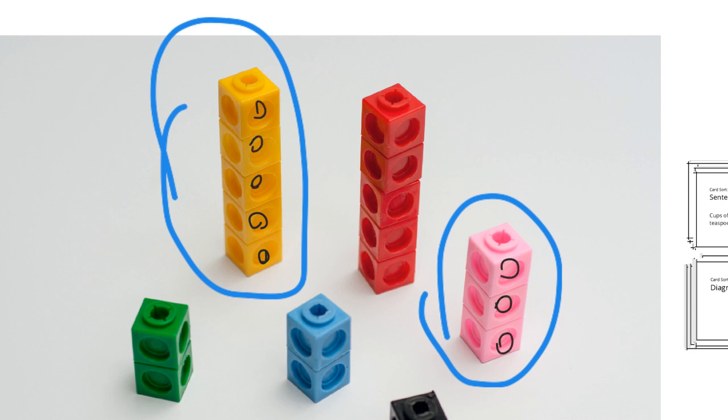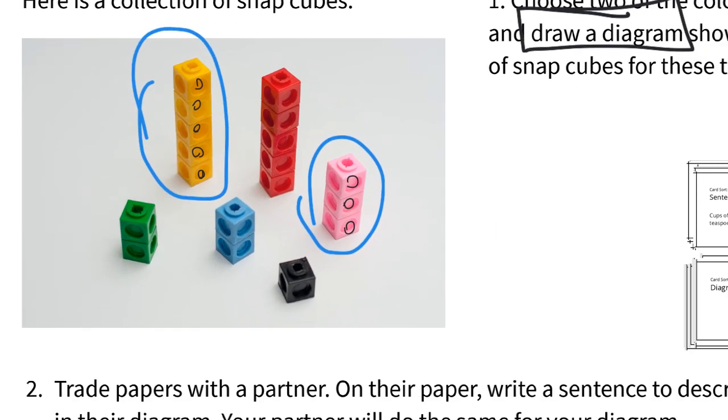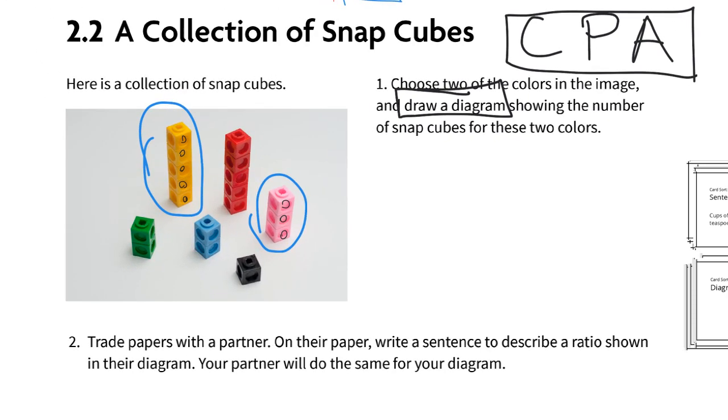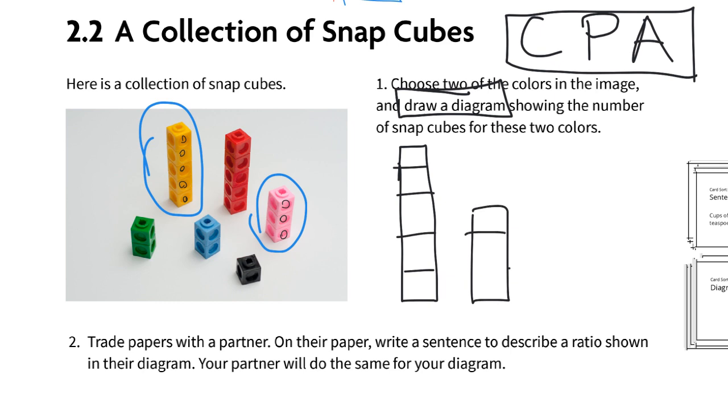All right, so then I'm going to zoom out here, and then it says I'm supposed to draw those. I'm going to draw 5 for the yellow, 1, 2, 3, 4, 5, and 3 for the pink. And I'm trying to make them reasonably accurate.